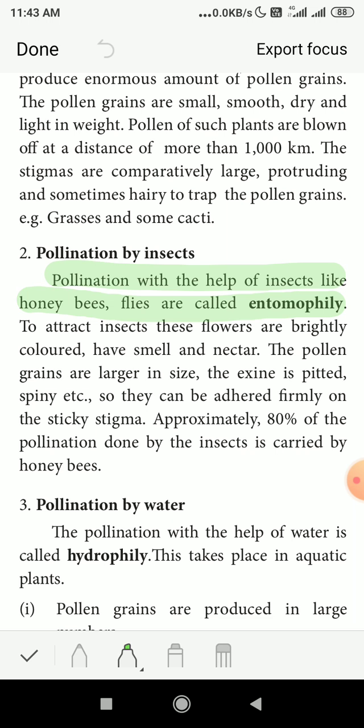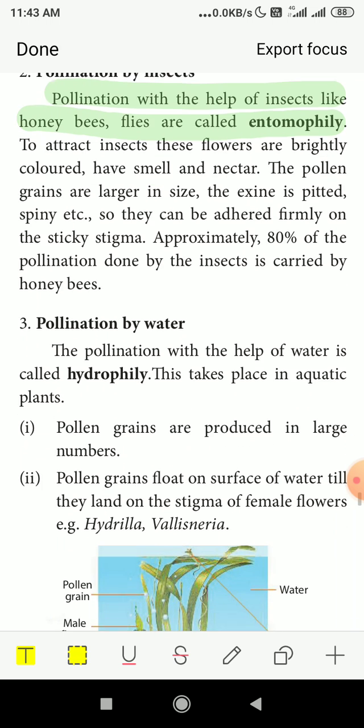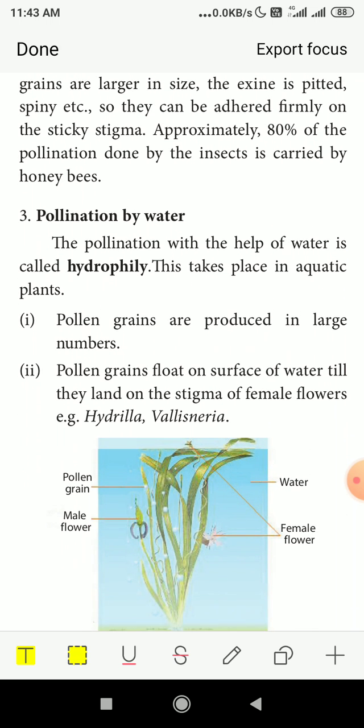So next comes the pollination by water. The pollination with the help of water is called hydrophily. This takes place in aquatic plants. Pollen grains are produced in large numbers, in a very big number. Pollen grains float on the surface of water till they land on the stigma of female flowers.